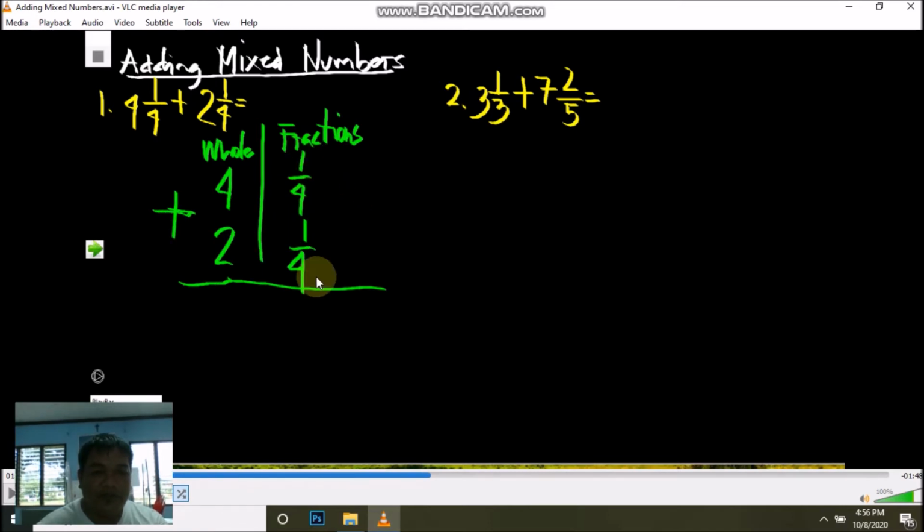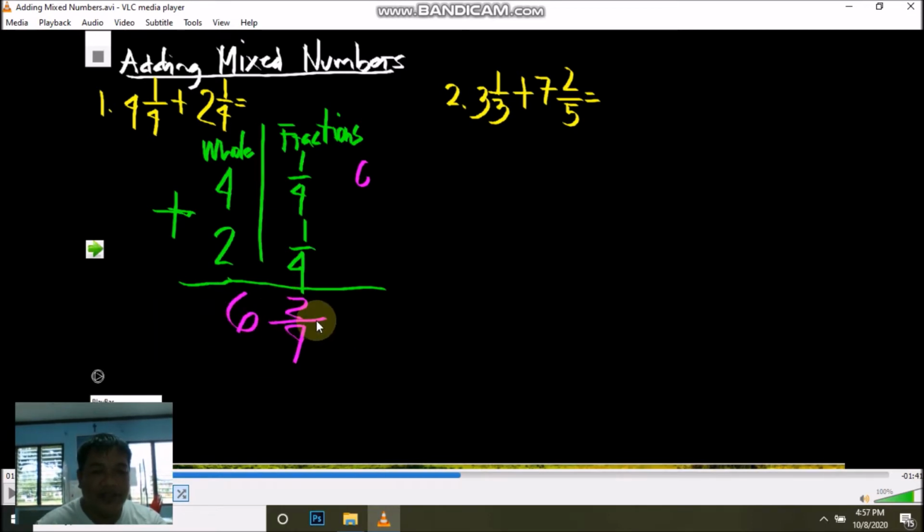So 1/4 plus 1/4. Since these are similar fractions, can you still remember how to add similar fractions? Just add all the numerators, then copy the denominator. So in this case, we're going to add 1 plus 1, that will be 2. Then copy the common denominator, which is 4. Then the whole numbers, 4 plus 2, that will be 6. So what we have here is 6 and 2/4.